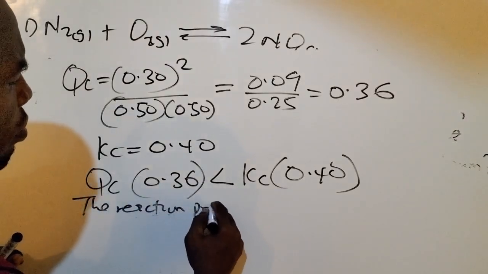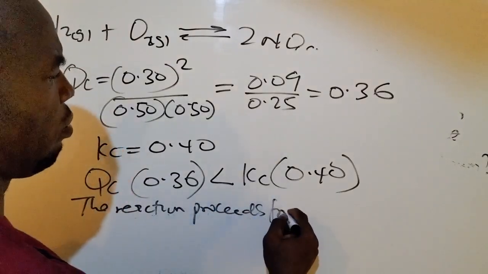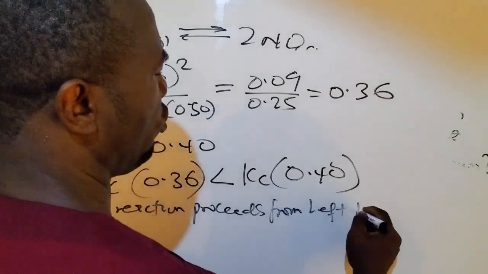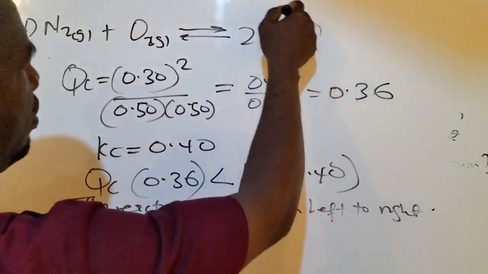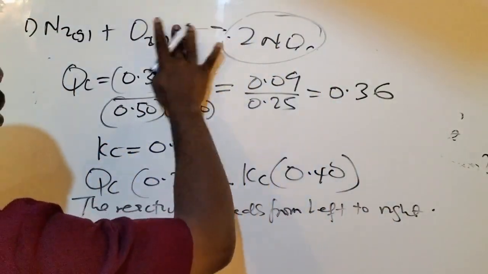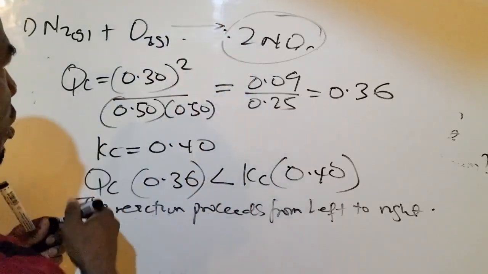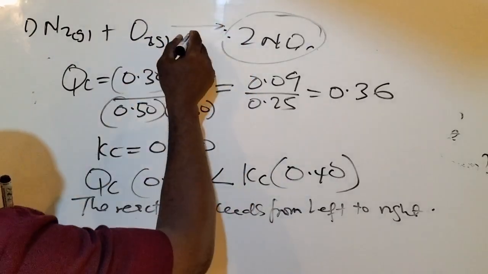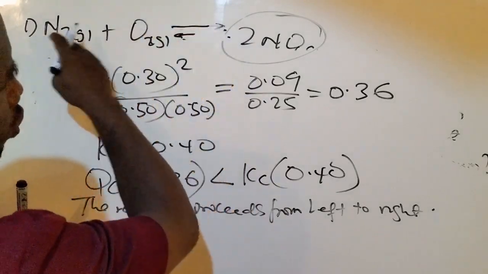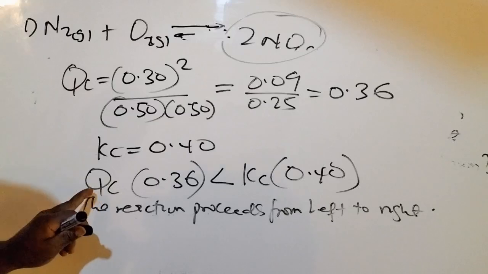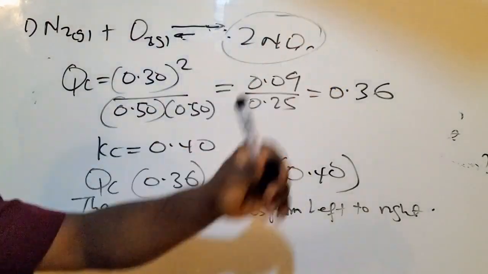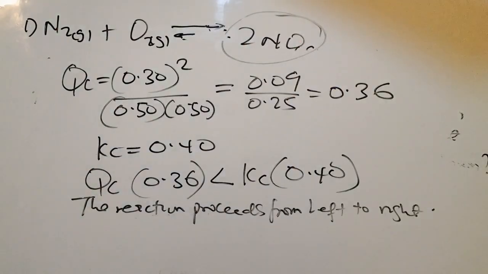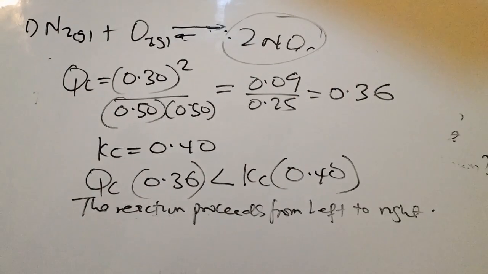proceeds from left to right. So we are getting more product now. The reaction is moving from left to right, so the equilibrium will shift to the right, moving the forward reaction further. Because whenever the value of the reaction quotient is less than the equilibrium constant, the reaction moves forward, favoring the forward reaction. So let's go to the next example and next calculation, please.